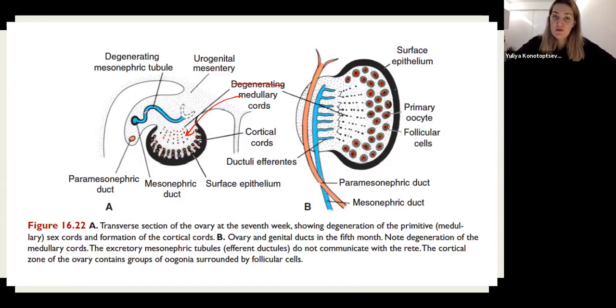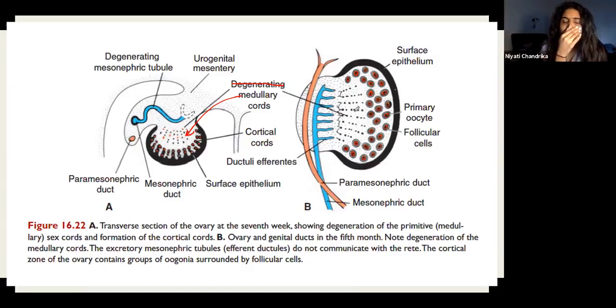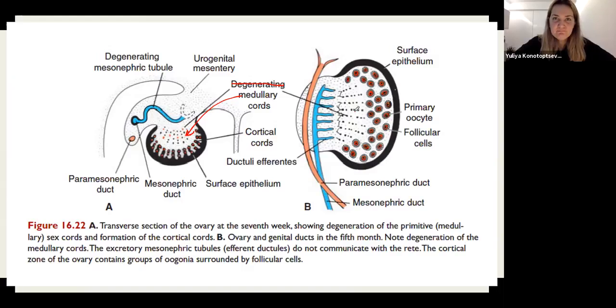This is also mesonephros, but we're in the female. Do you have medullary cords here? No. So can medullary cords make FGF9? No, they aren't there, so they cannot make FGF9. So will mesonephros be attracted to this part? No. So mesonephros start to degenerate. What finishes their degeneration?